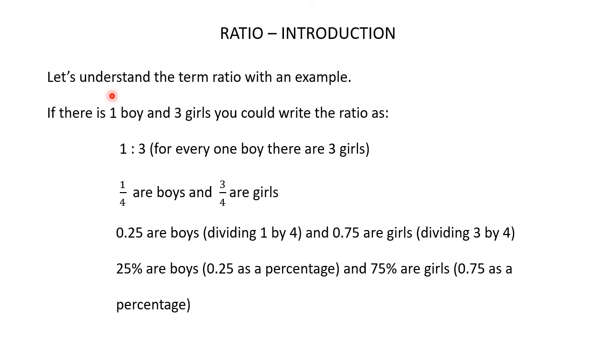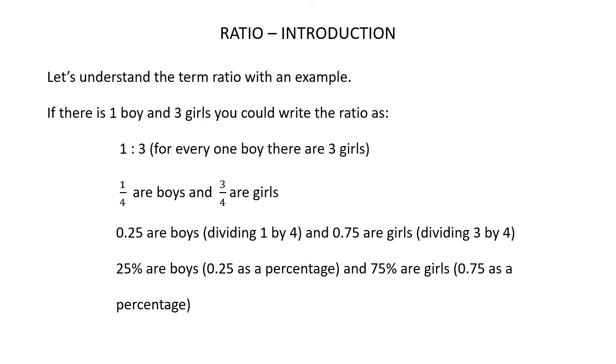Let's understand the term ratio with an example. If there is one boy and three girls, you could write the ratio as 1 is to 3. This means for every one boy, there are 3 girls. Now, this ratio 1 is to 3 can be written as a fraction as 1 by 4 are boys and 3 by 4 are girls.